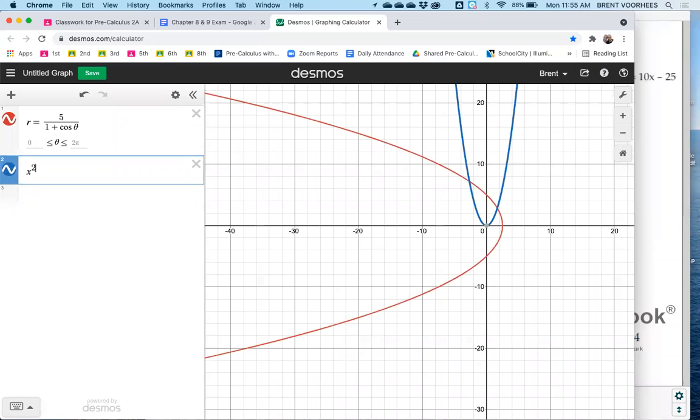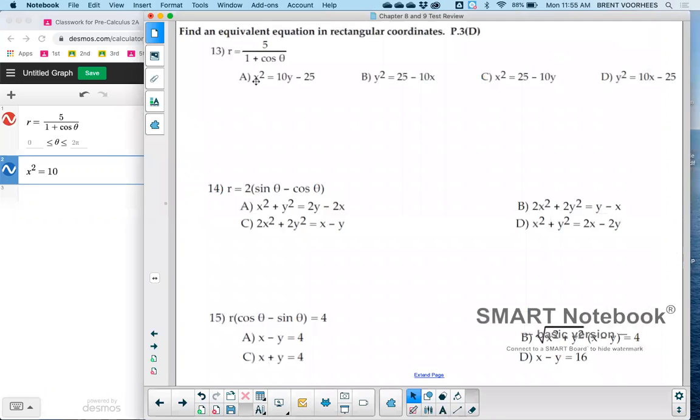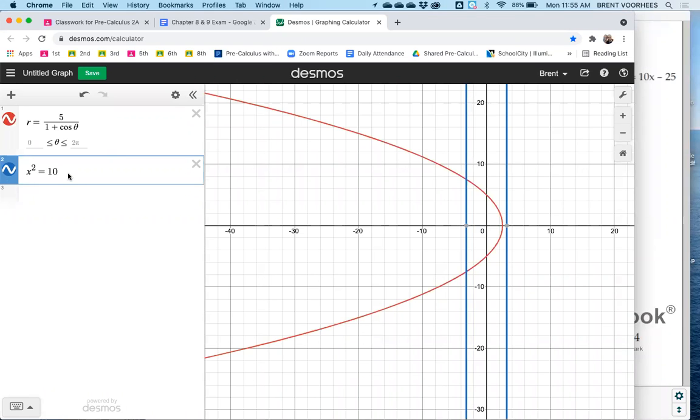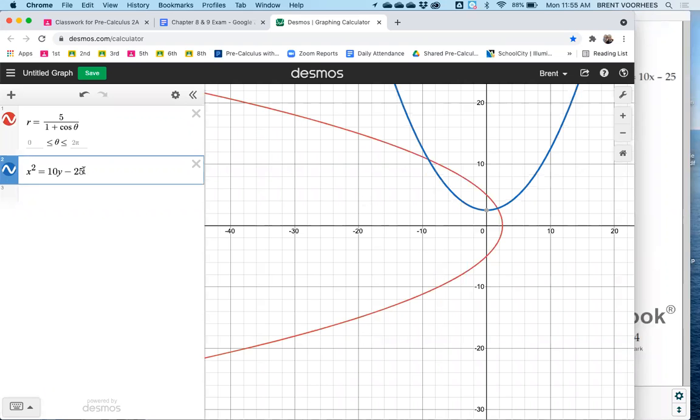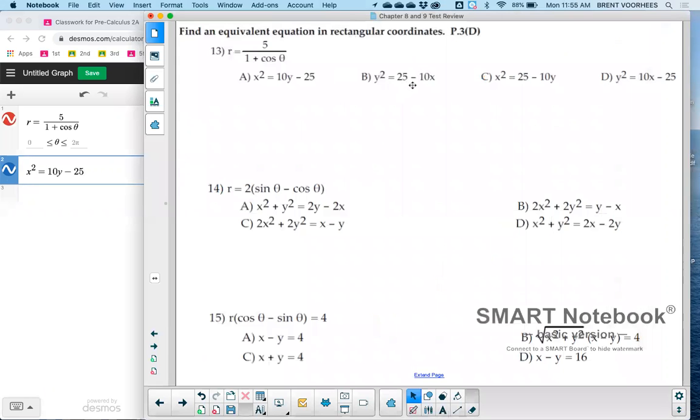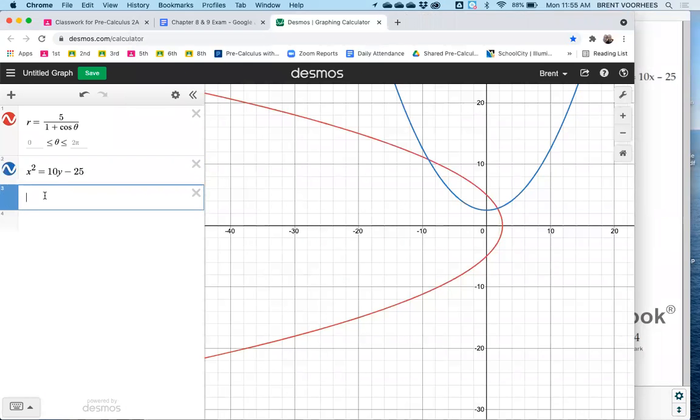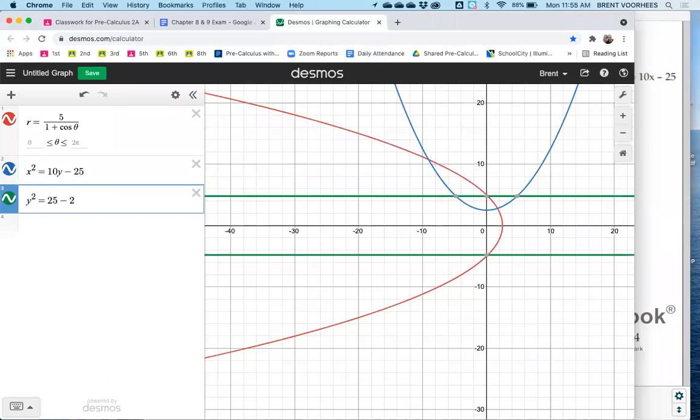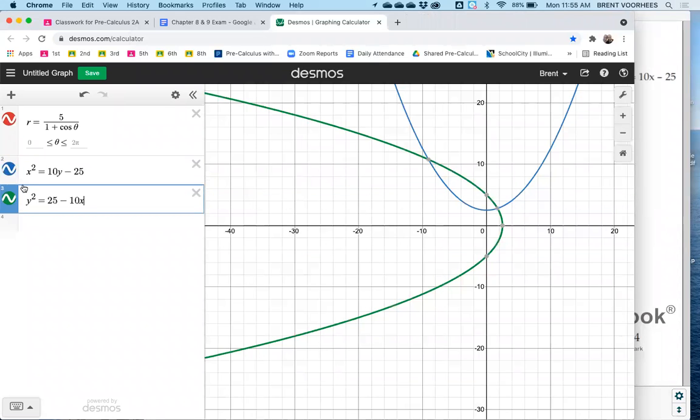X squared equals 10y minus 25. So that's not it. The second one, y squared equals 25 minus 10x. Oh, got the answer. Answer's B. That graph overlaps. So that's how you use graphing.